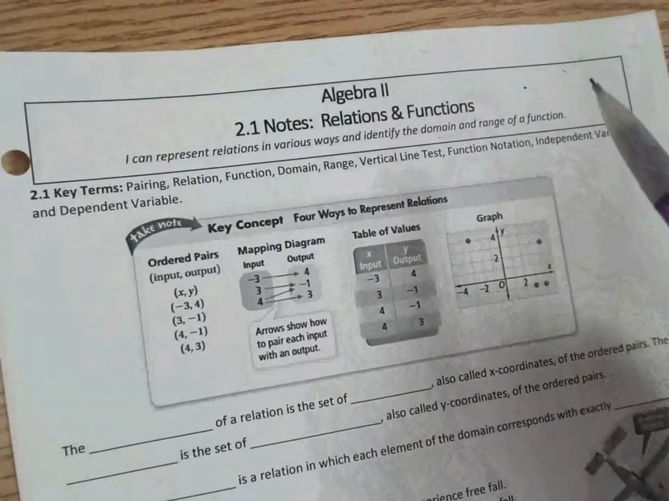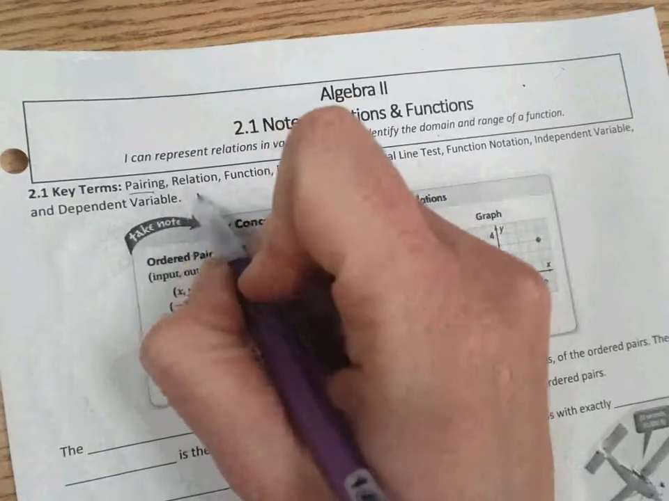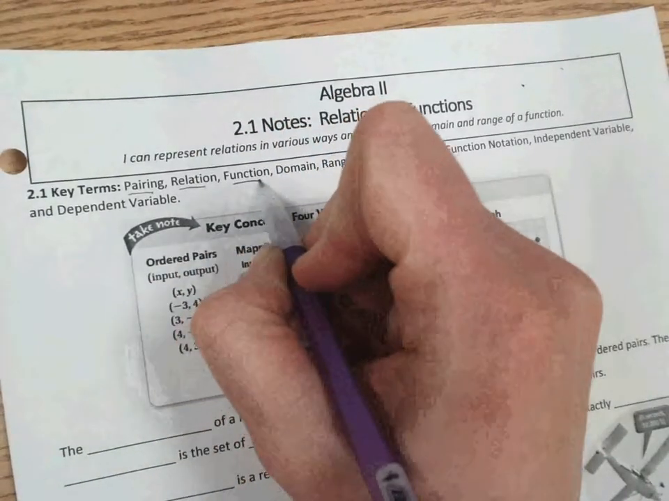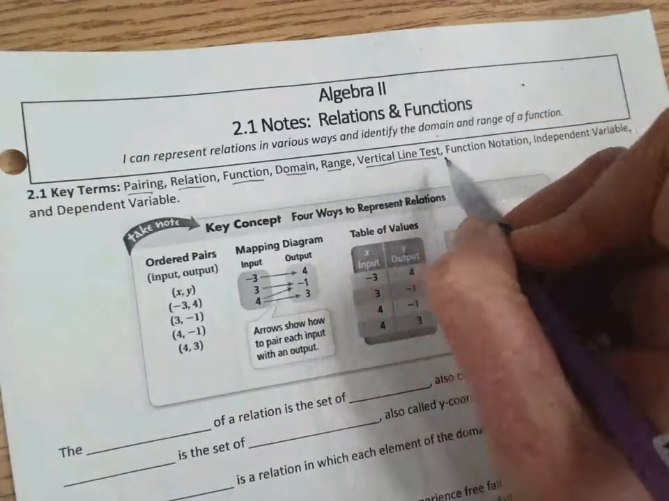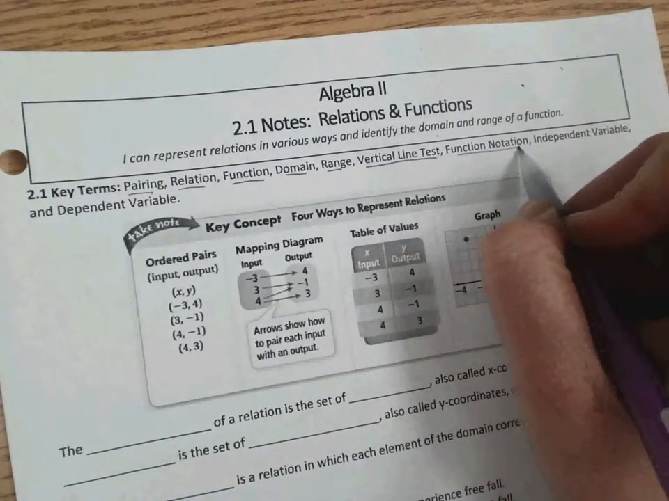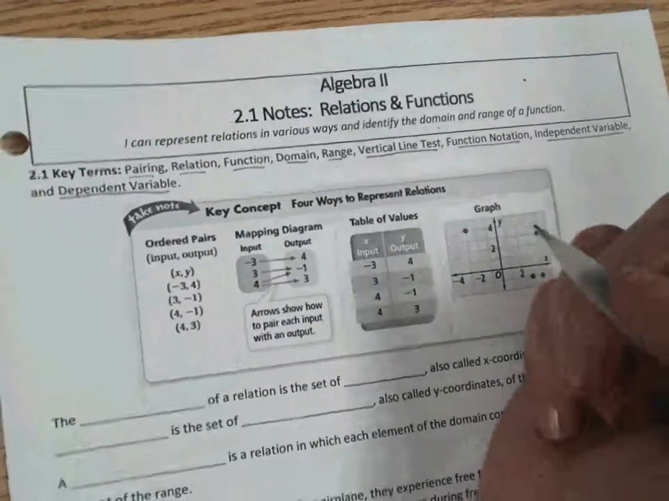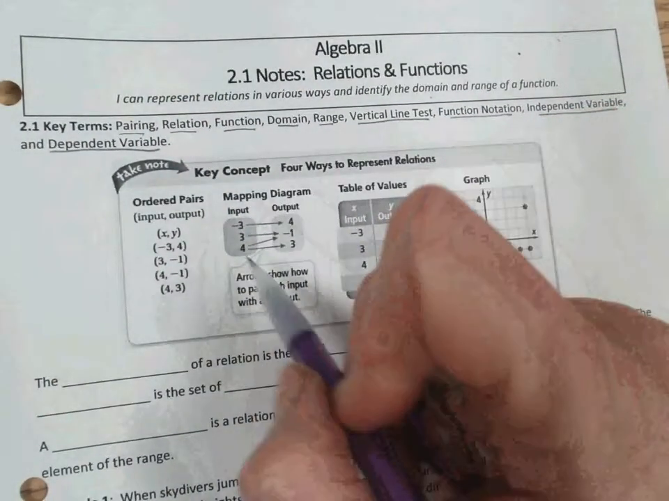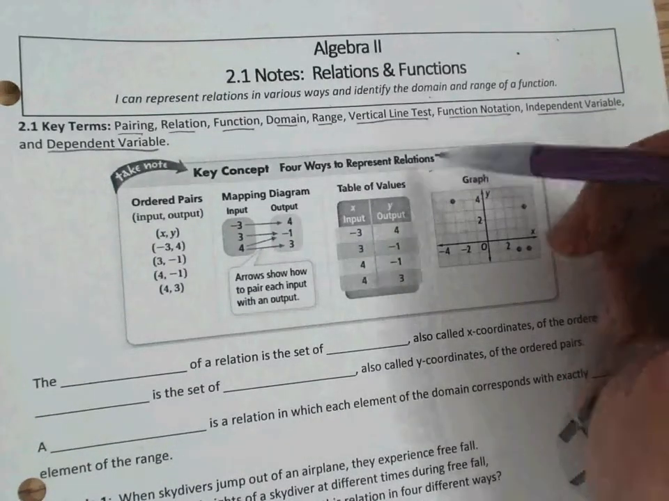So there are several key terms to be looking out for in this lesson: pairing, relation, function, domain and range, vertical line test, function notation, independent variable, and dependent variable. So here's the key concept. We can actually represent relations in 4 different ways.